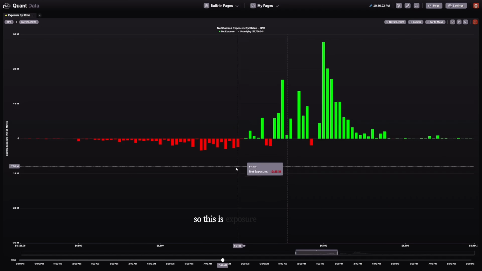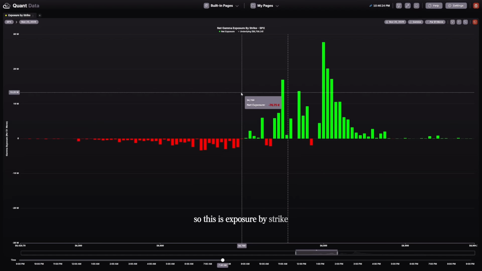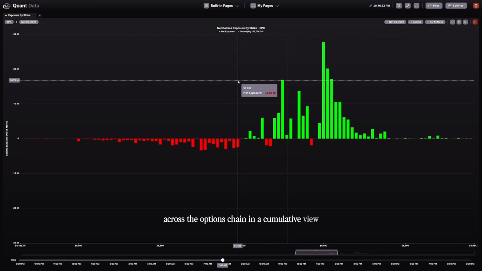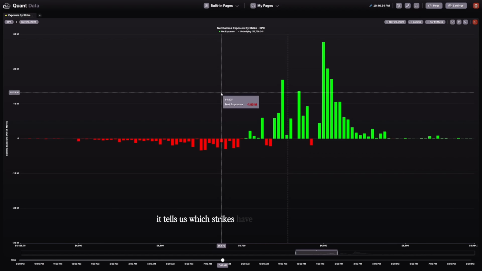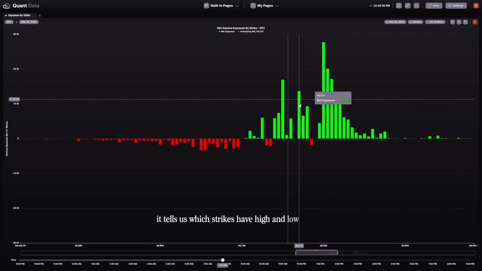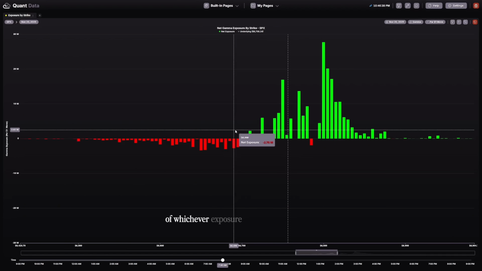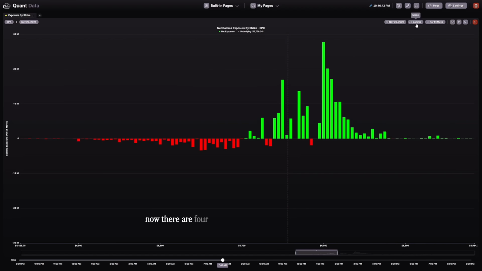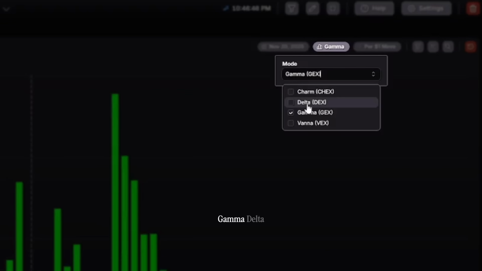So this is exposure by strike. What it shows is the exposures of each strike price across the options chain in a cumulative view. It tells us which strikes have high and low activity of whichever exposure we have it set to view. Now there are 4 exposures that we can currently view: gamma, delta, charm, and vanna.